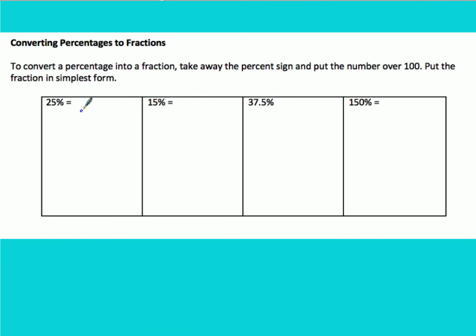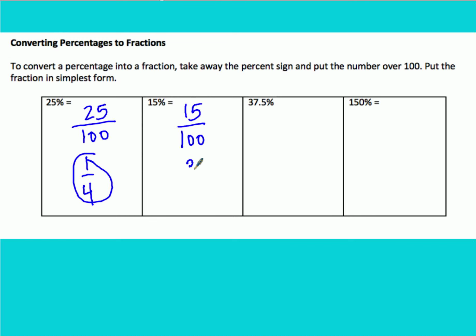So our number here is 25%, so we take away the percent sign and we put 25 over 100. And we know that that reduces to 1/4. They're both divisible by 25 there, so 1/4 is the simplest form. For 15%, we drop the percent sign, we put 15 over 100. If we reduce this, they're both divisible by 5, so this would equal 3 over 20 in simplest form.